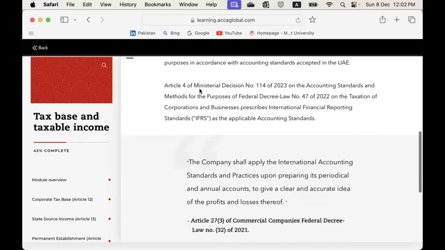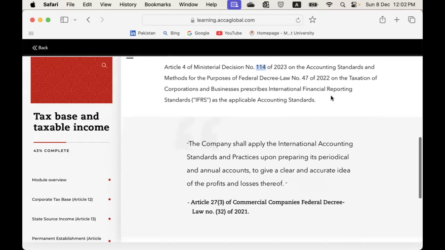There is Ministerial Decision 114. This is a key decision that elaborates Article 20 basically. Article 4 of Ministerial Decision number 114 on accounting standards and methods for the purposes of Federal Decree Law number 47 clearly identifies that IFRS will be meant when the word accounting standards is read.